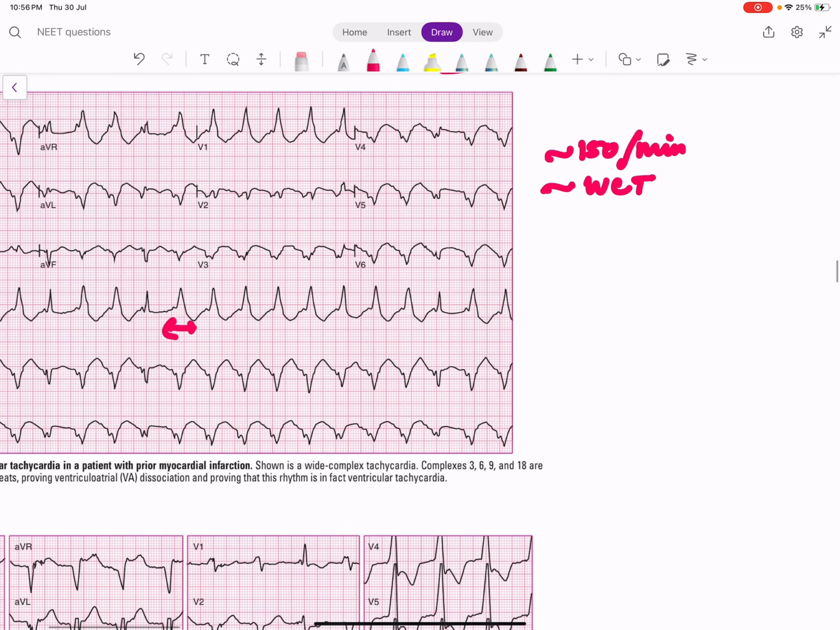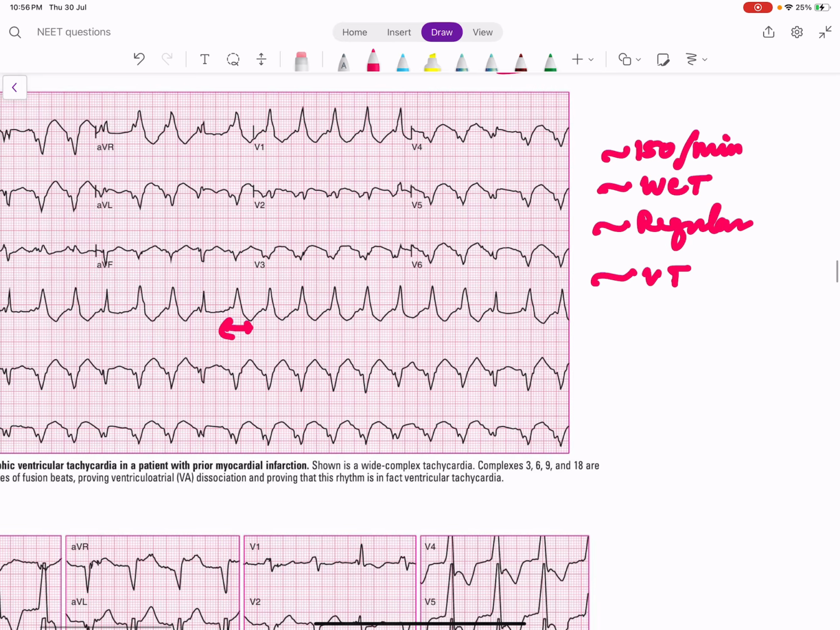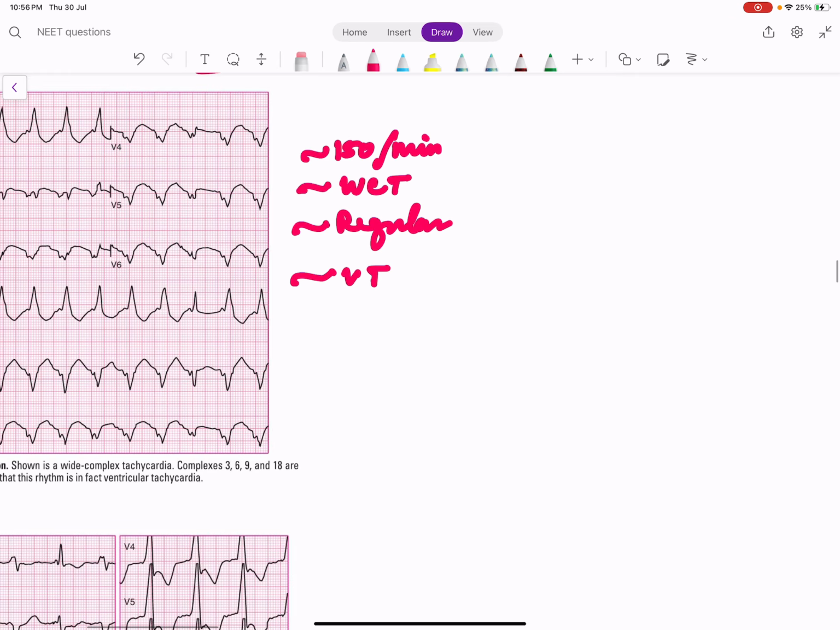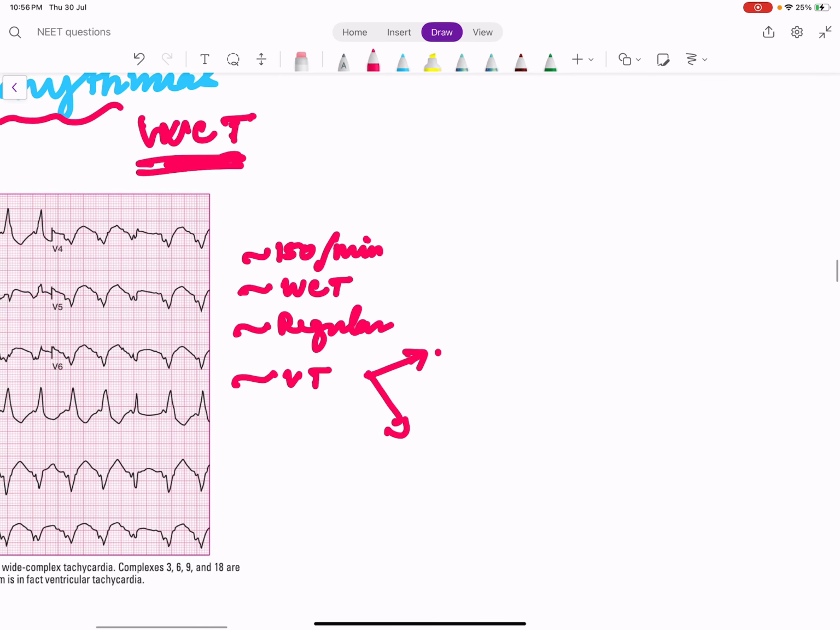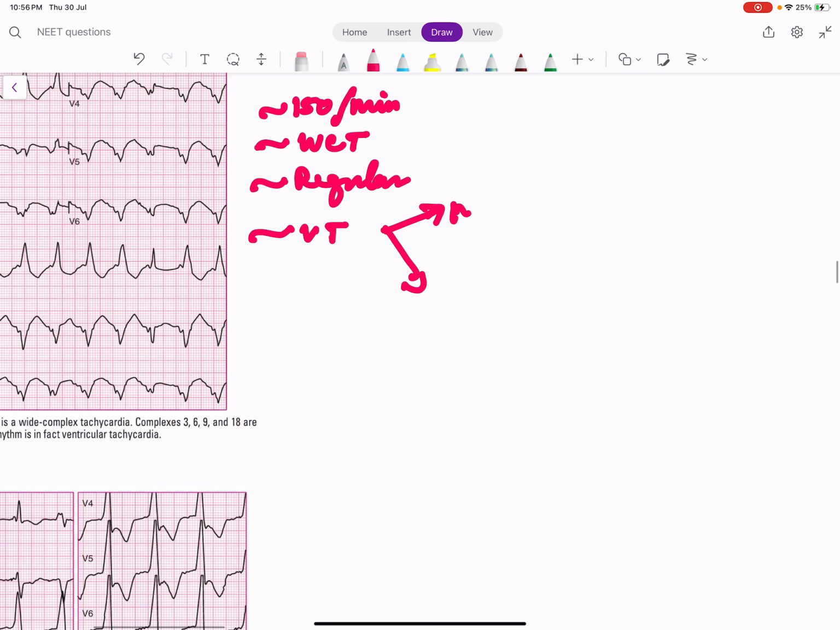So is it regular or irregular? It is regular. So what is the diagnosis? It is ventricular tachycardia. So ventricular tachycardia, there are many ways of classifying. It may be non-sustained VT or sustained VT. I think it is useful to classify ventricular tachycardia as monomorphic VT and polymorphic VT.